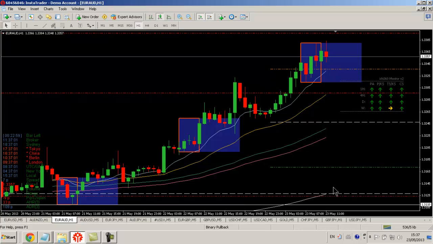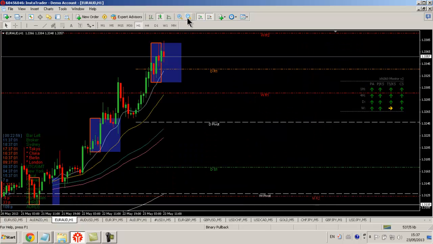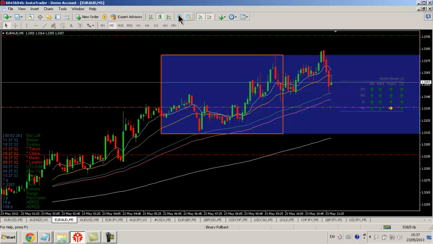Okay. So we can see where those pivot lines are. You can see there's the daily pivot. There's your weekly resistance. There's a weekly pivot. There's a monthly resistance 2. A weekly resistance 1, 2. Okay, so just get familiar with them. Let's get back onto that 5.